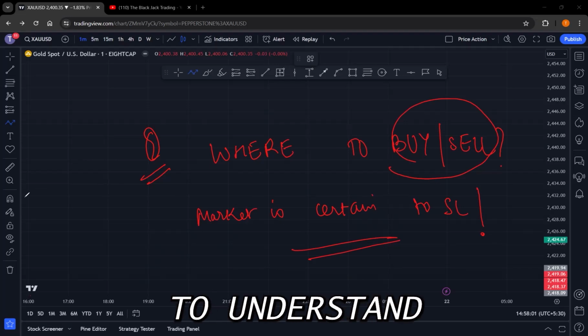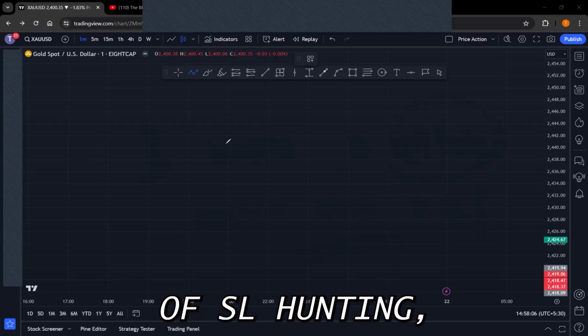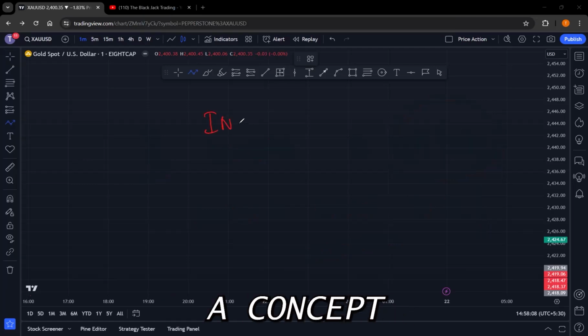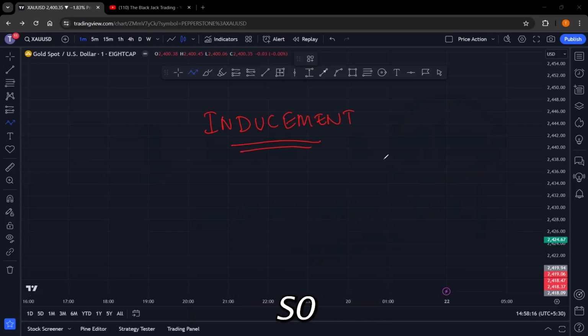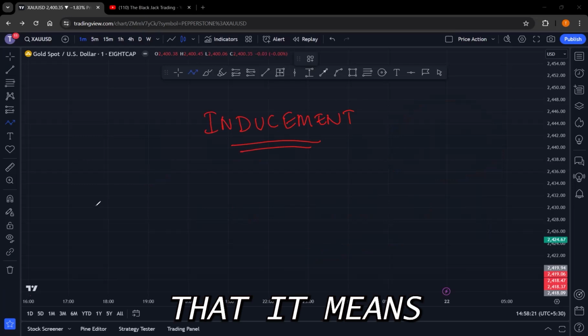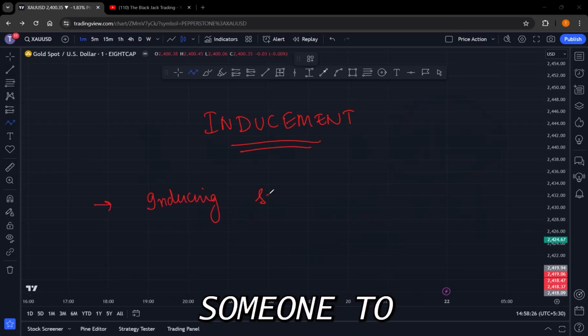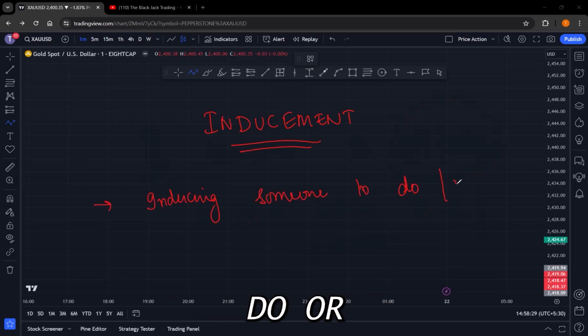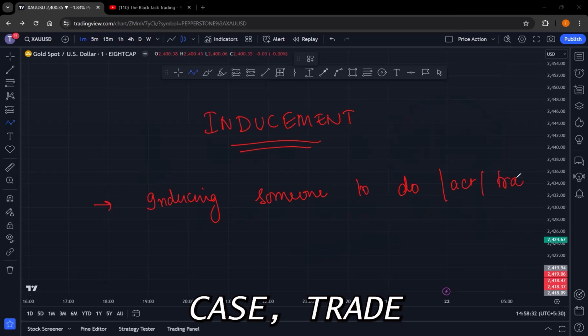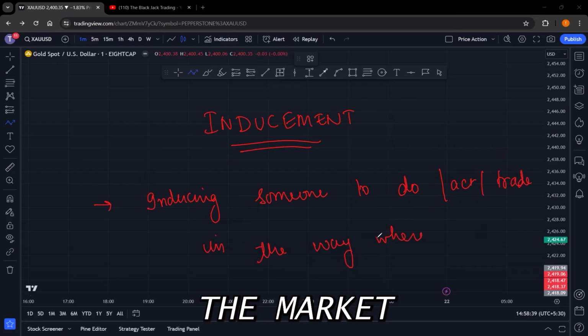So today, if we want to counter this concept of SL hunting, you have to introduce the concept of inducement into your technical analysis dictionary. What is inducement? If I put it in English, it simply means inducing someone to act, or in this case trade, in the way where the market is not going.